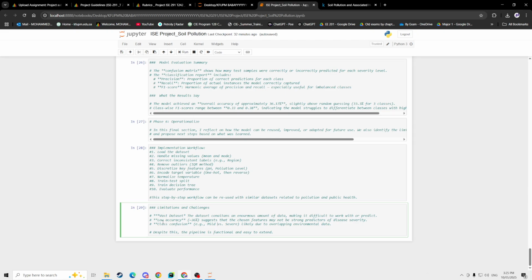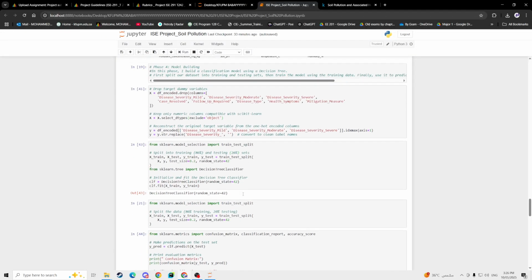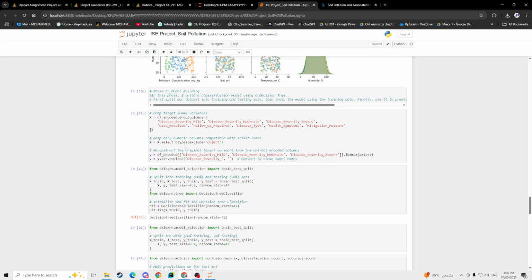And finally, during the coding of this project, I faced a lot of problems with the class confusion being mild or severe, likely due to overlapping environmental data, as well as data leakage when it came to reconstructing the data from numerical data back into categorical data.